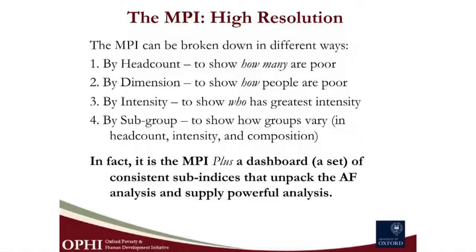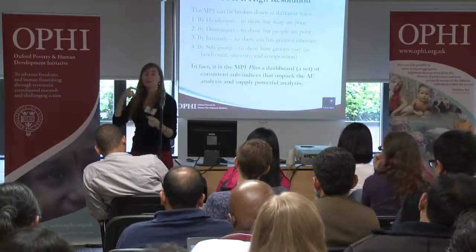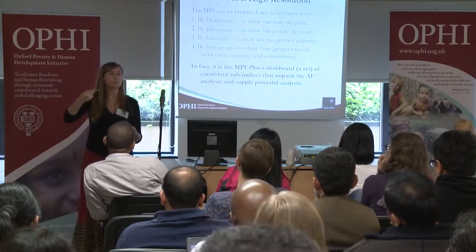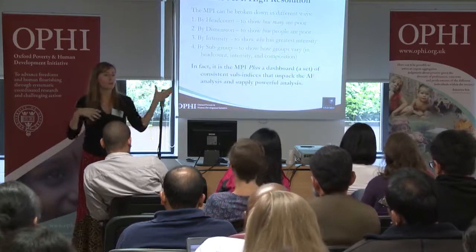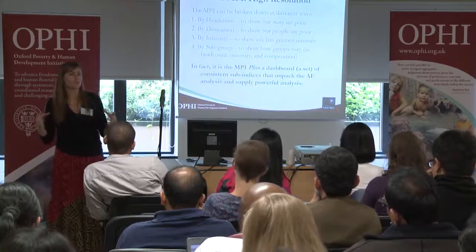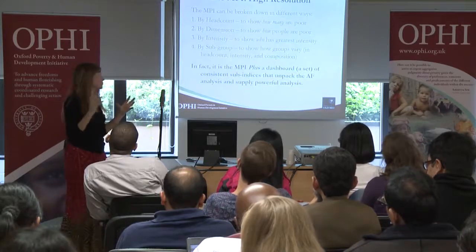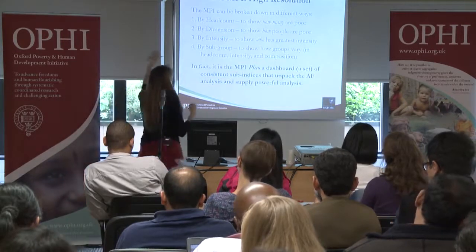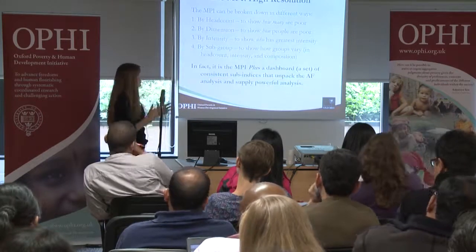The second big advantage is that it can be broken down and act in a way as a high-resolution lens. Now you have the final MPI, the final index, but it can be broken down by dimension, so we know which dimension is contributing the most to poverty. We can also decompose it by subgroups to compare women and men, age groups, ethnic groups or religions. So basically we can decompose by subgroups in the population, and also by intensity, to see who has the greater intensity from the entire population.